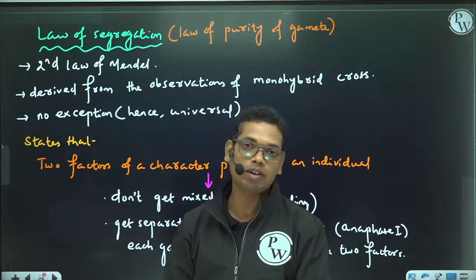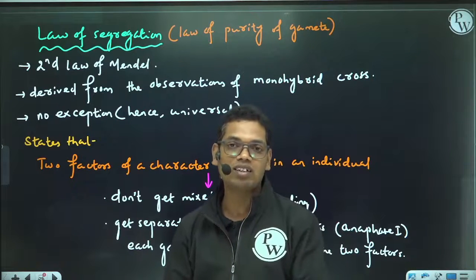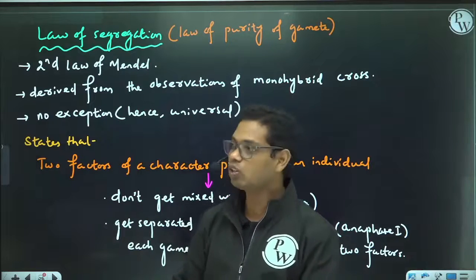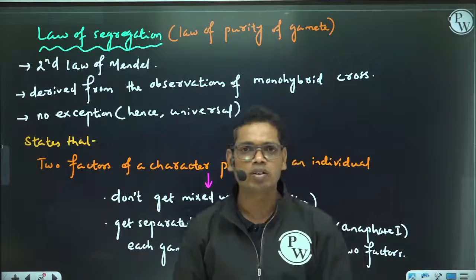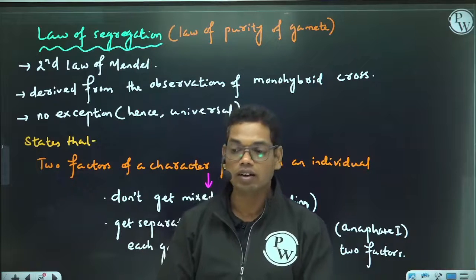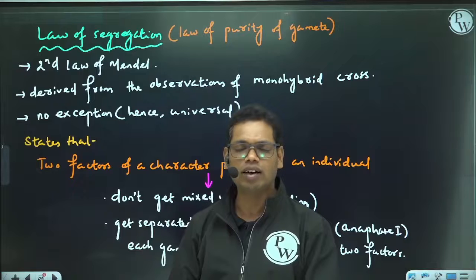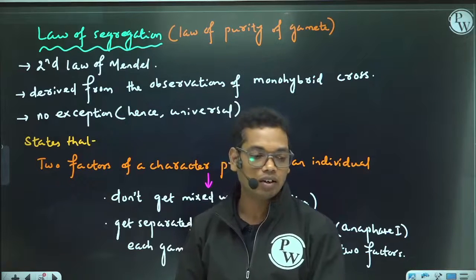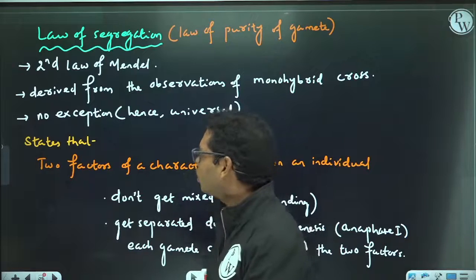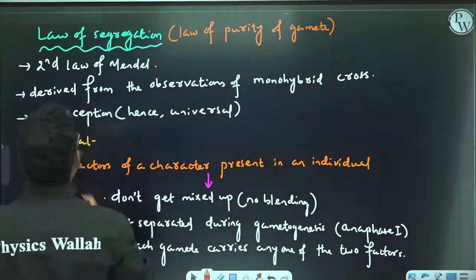This law has no exception, and because this law has no exception, it is universally applicable. The law of dominance has exceptions, so that was not universally applicable, but this one is. Some teachers will tell you that it has some exceptions like non-disjunction, but that is not an exception. So what does this law of segregation say then?